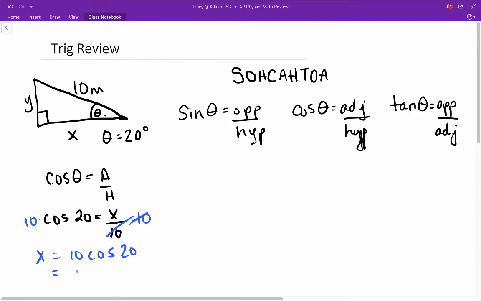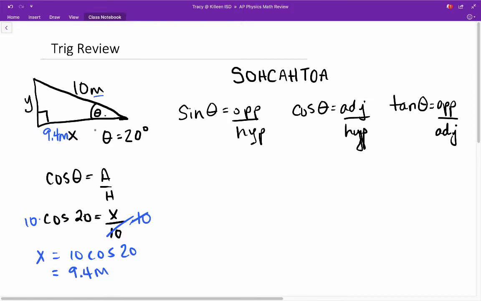And when I put that in my calculator, I get 9.39 or 9.4. My unit here was meters, so the hypotenuse is 10 meters long. And so this side here is 9.4 meters long, which means this one's a pretty short side.